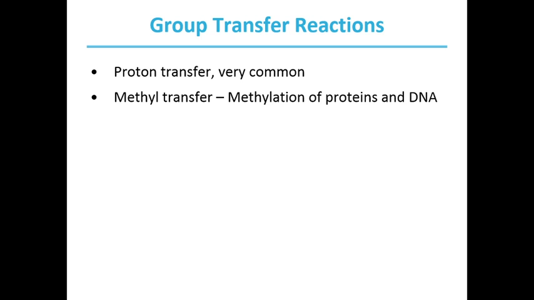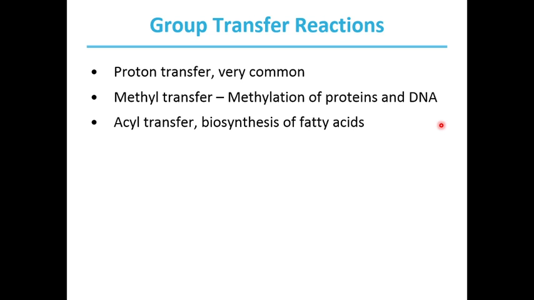Group transfer reactions are an inseparable part of biochemical pathways. Proton transfer is very common. As you may know, in enzyme active sites, proton transfer happens freely. Methyl transfer involves transfer of a methyl group from a cofactor to a substrate, and this is usually catalyzed by enzymes. Methylation of proteins and DNA happens all the time.